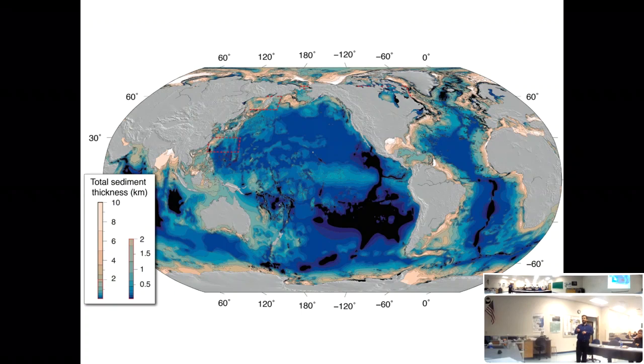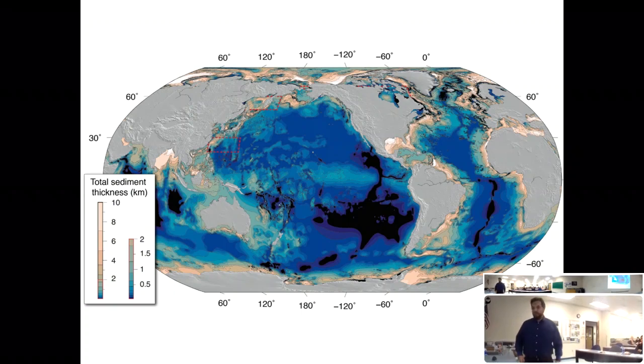The only other place where you get as much is maybe off the coast in the Bay of Bengal. That's the Ganges, where the Ganges River comes out of India. There you get a lot too. You can see where all the major rivers of the world, like the Amazon, there's a buildup of sediment. Okay, so something to think about.